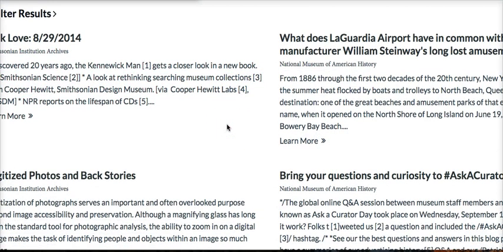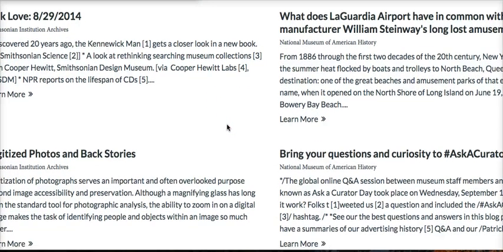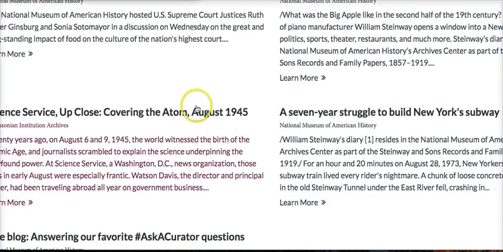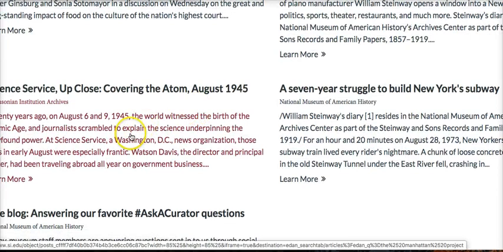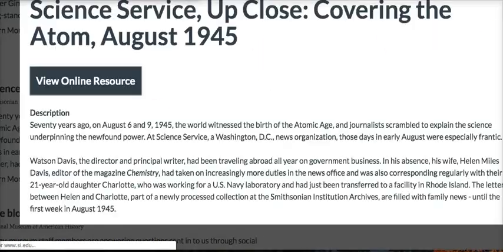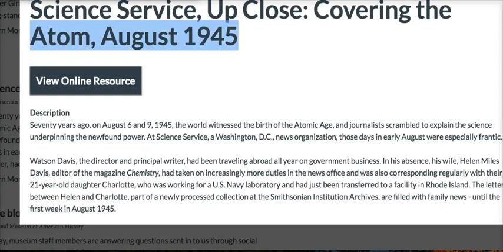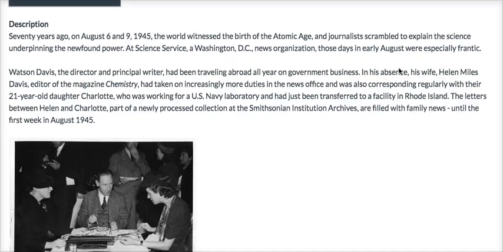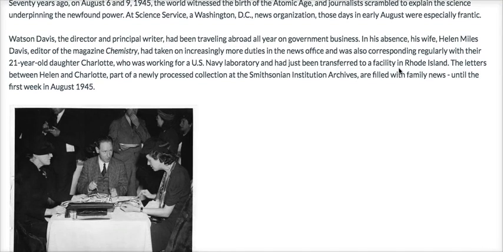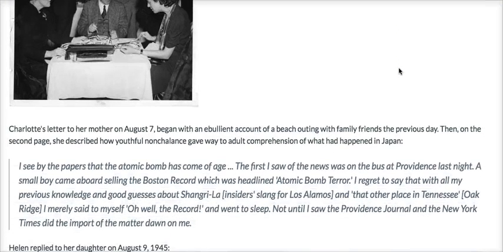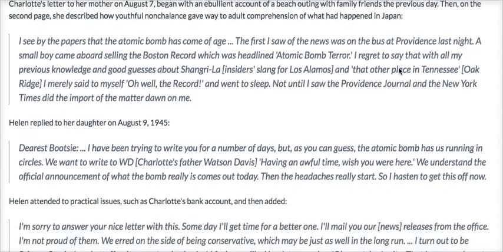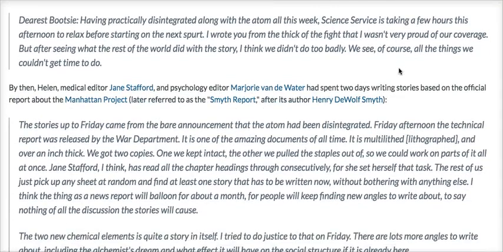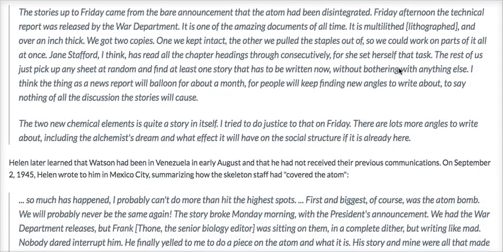Stories, let's see. Okay, so this one looks interesting. It has to do with the birth of the atomic age, which is what I'm interested in. So this is about the dropping of the atomic bomb. This could be really helpful because it's like a person who was alive at the time talking about their reactions to what happened.